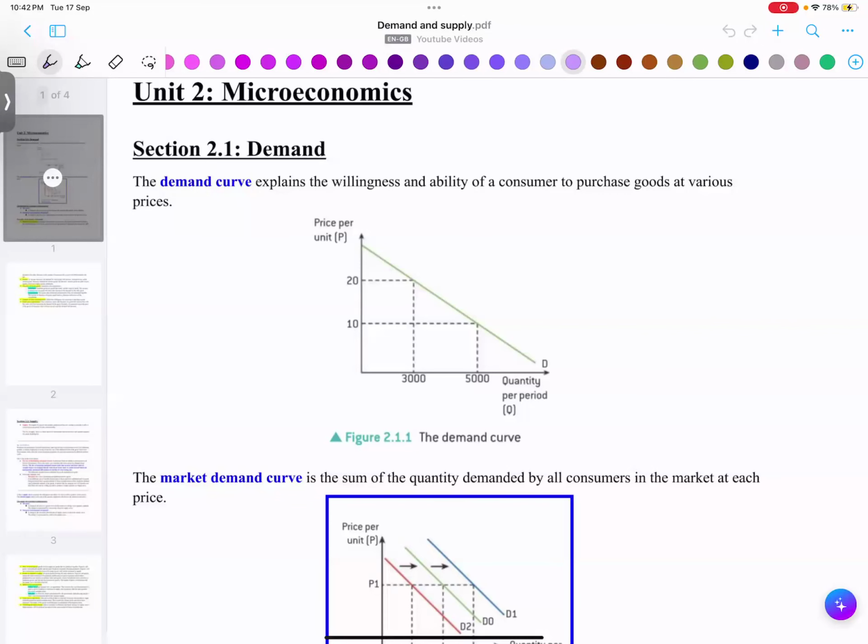Guys, so today we're going to be explaining demand in IB economics. This is starting section 2, which is actually unit 2, which is microeconomics. So we have section 2.1, demand, and we're going to be explaining it.